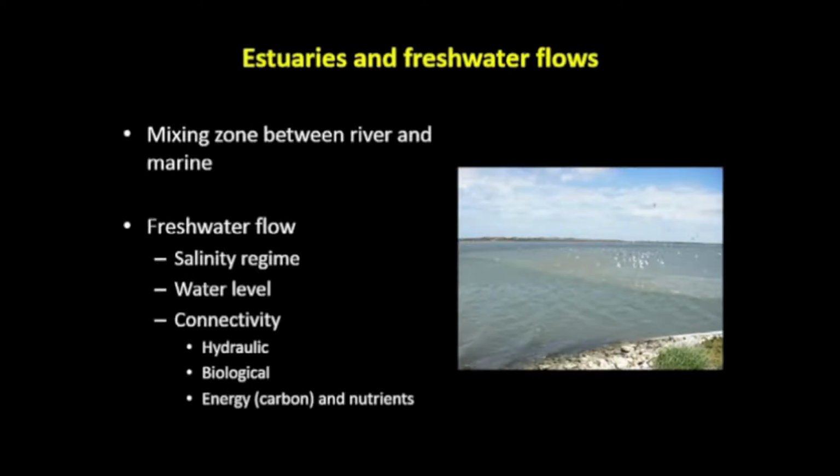So estuaries represent really unique environments. They're the mixing zone between freshwater and marine systems. And as such, they're highly influenced by freshwater flows. So freshwater flow can dictate the salinity regime of estuaries as well as the water level within them, and it also influences connectivity in relation to hydraulic and biological connectivity. Now when we talk about connectivity, we often focus on the movement of biota and particularly fish, but connectivity is also really important in regards to the transfer of energy and nutrients between these systems.